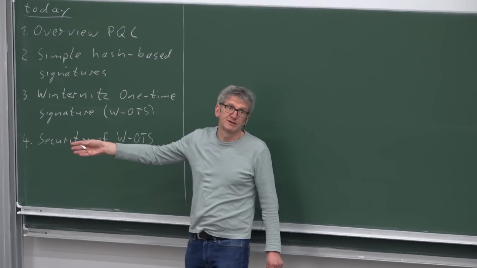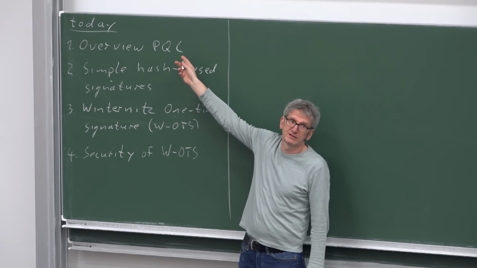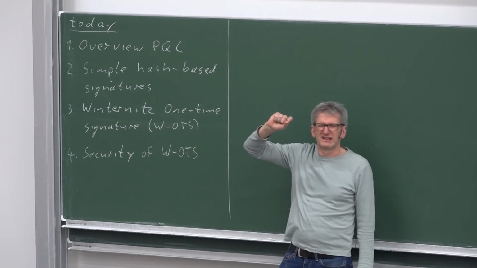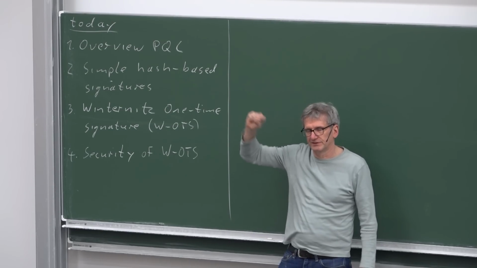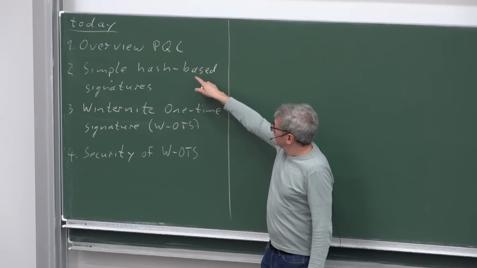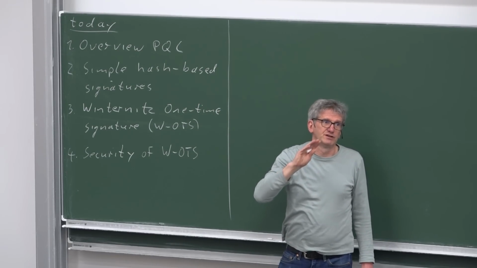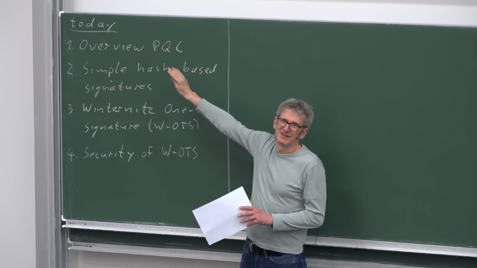Here's the overview. We have 4 sub-chapters today. First, I want to give an overview about post-quantum cryptography. This is essentially 2 slides, 2 blackboards. I think it's quite interesting. Then we do simple hash-based signatures, whatever that is. This is also short.